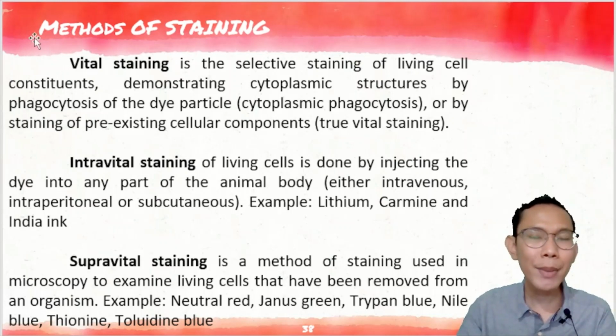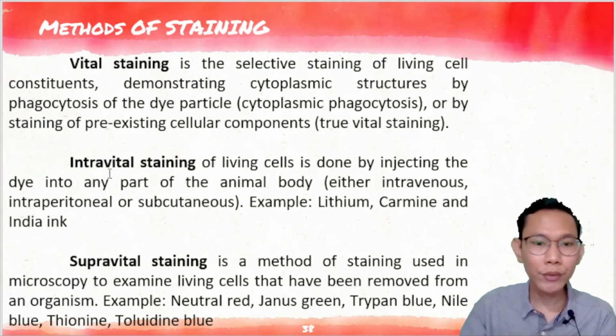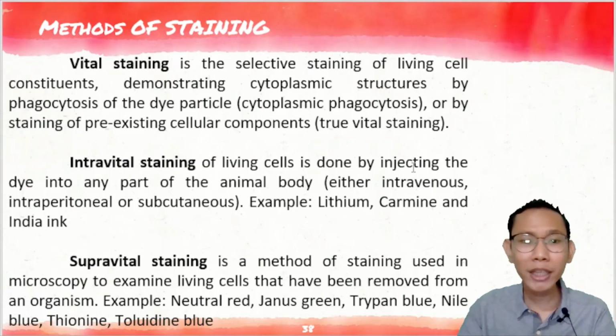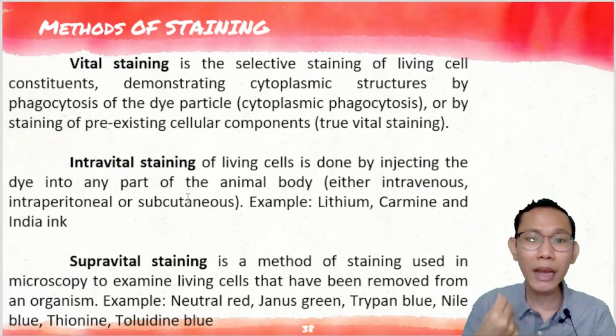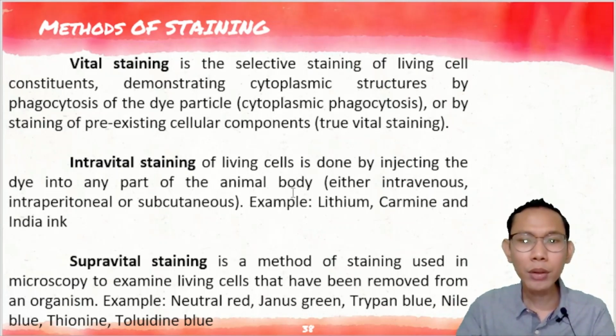So, pag sinabi natin vital staining, this refers to a living cell. So, meron tayong dalawang example. We have your intravital or supravital. Pag sinabi natin intravital staining of living cells, it is done by injecting the dye into any part of the animal body, either intravenous, intraperitoneal, or subcutaneous. So, you are introducing now the stain inside the body. You are injecting it inside the body. So example of these are your lithium carmine and your India ink.